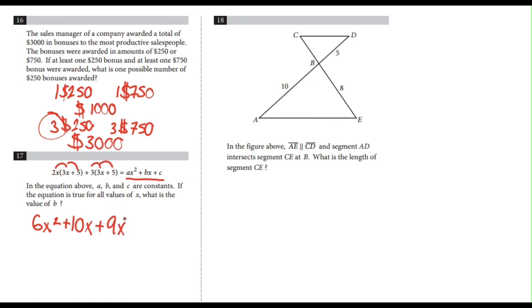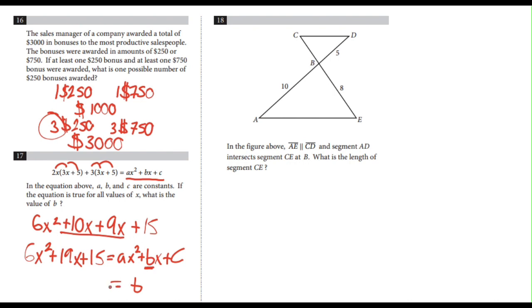And 3 times 5 is going to be 15. We can combine these two middle terms and we'll get 6x squared plus 19x plus 15. And remember, this equals ax squared plus bx plus c. The coefficient of x, or the number in front of x, is b, and that is going to equal the coefficient in front of x for the other side of the equal sign, which is going to be 19. And this will be our answer, 19.